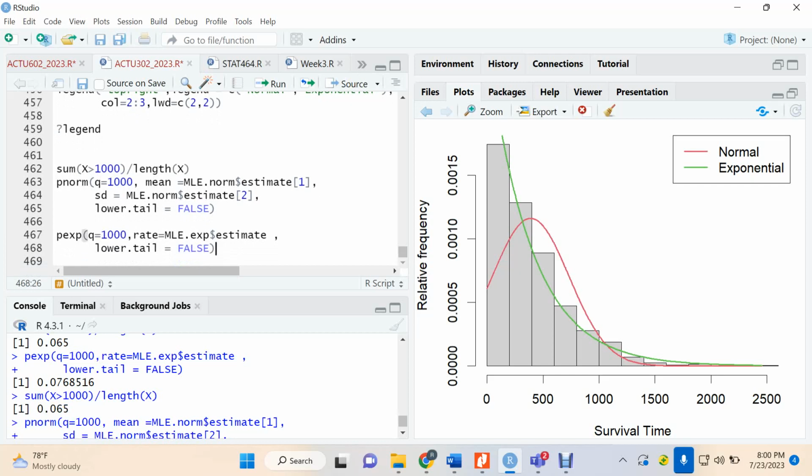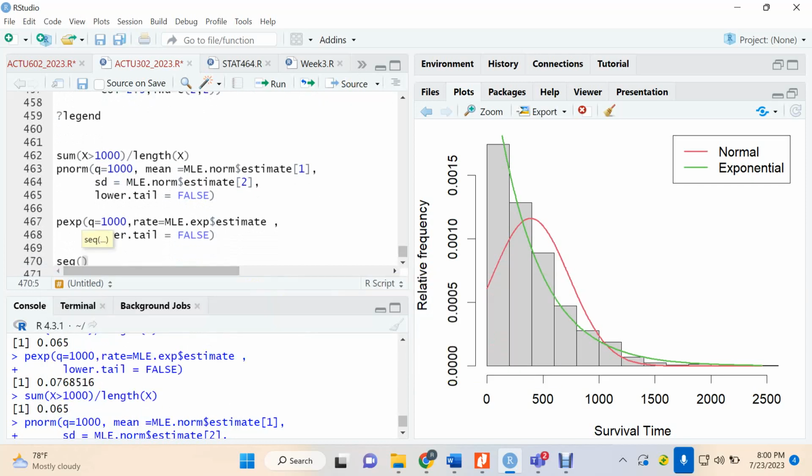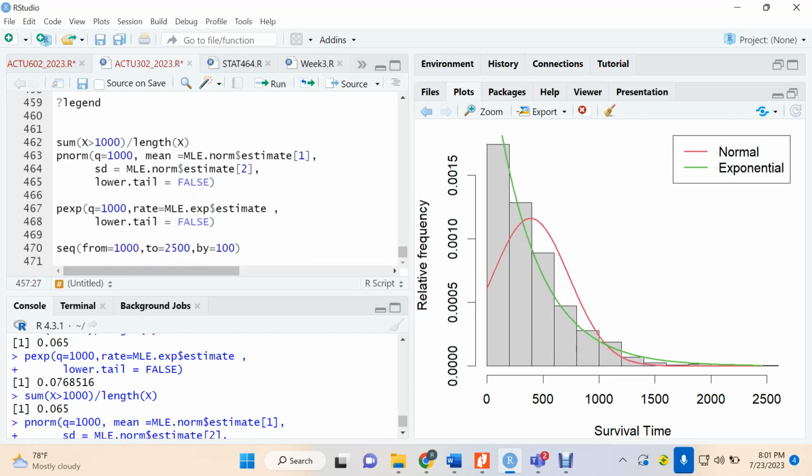So what you can do is to sequence observations, right? From 1,000 to, we did this, right? Let's say 2,500 by, so maybe instead of 100. If you do this, that 100 will be so many. Let me see.